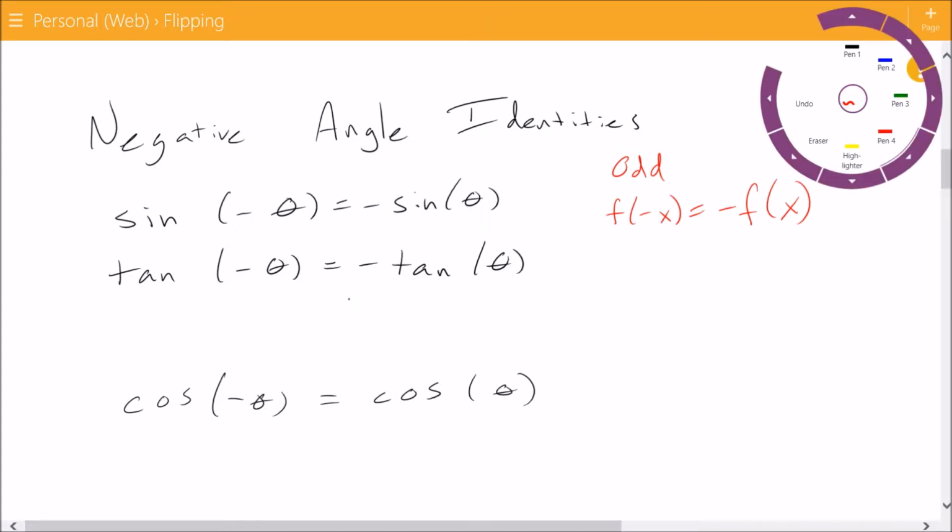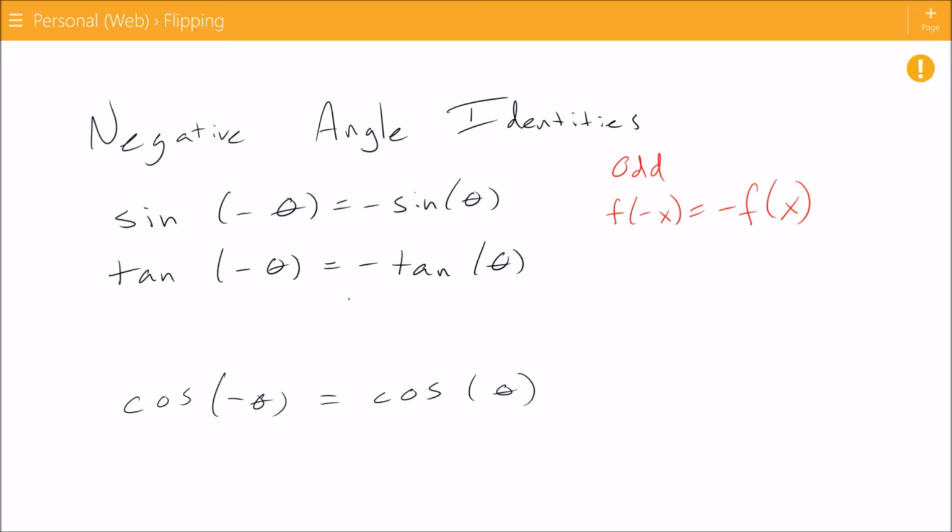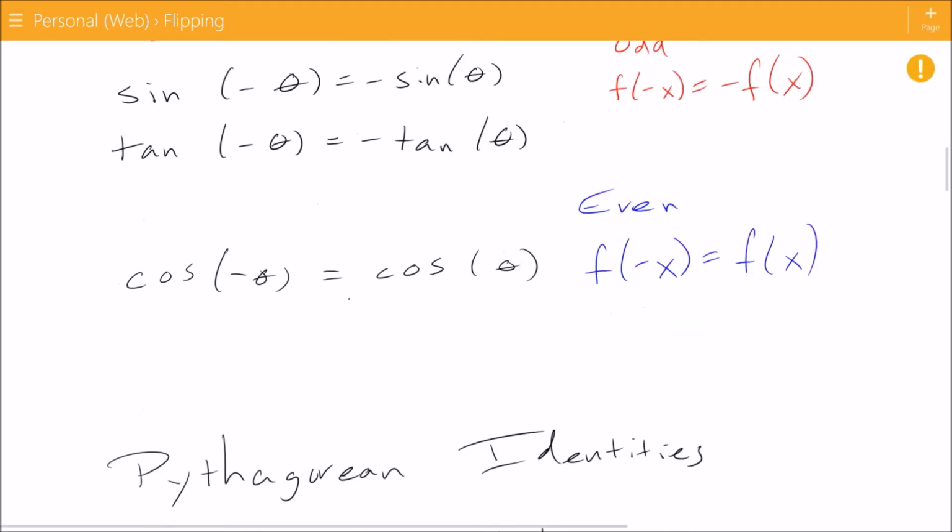And basically this identity is just telling us that these functions are odd. If I know what the input is for the negative theta, I can figure out what the output would be using negative sine of theta. Similarly, if I have cosine, I know that's an even function, as f of negative x is equal to f of x if it is an even function, and we've seen that before. So again, a little bit of review here.